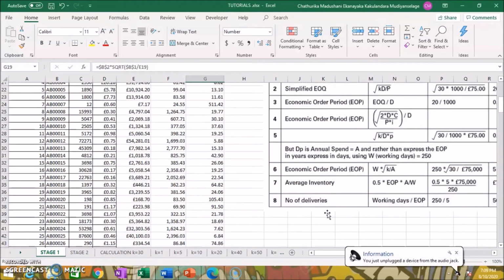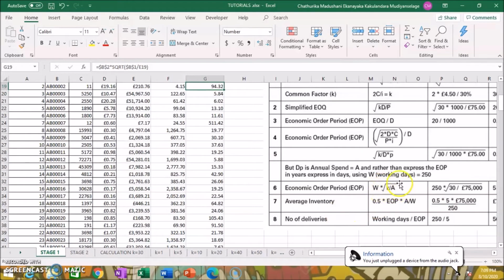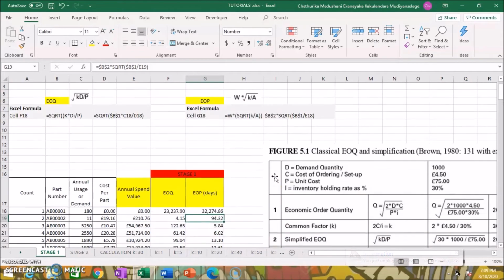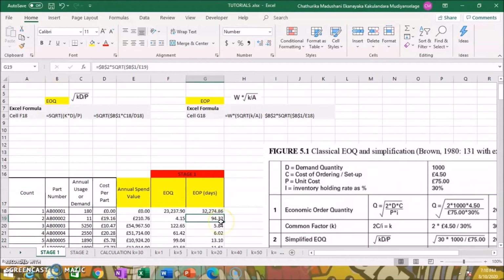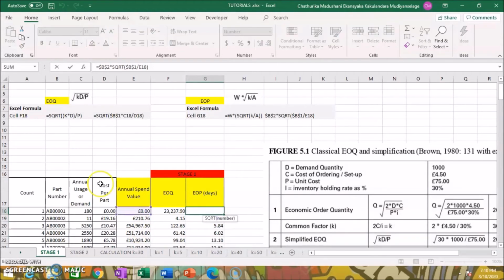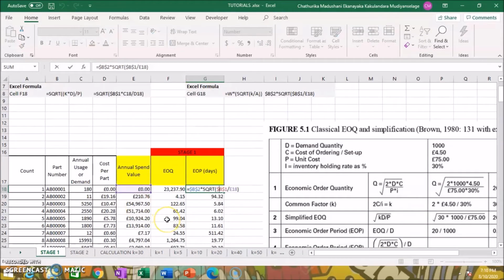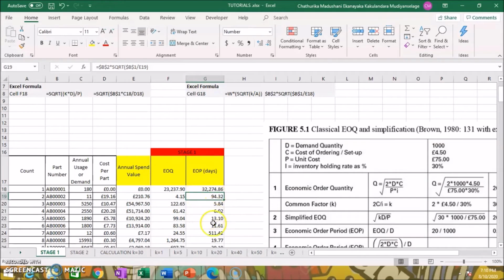As I explained to you earlier, this is the formula that we use to calculate the EOP in days. So I put the formula here and I generate it in the Excel formula. Okay, working days 250 multiplied by square root of K 30, and then divided by annual spending. Annual spending I have already calculated here, so I just put the formula here. And again, the same thing, I copy the formula to all of the items.